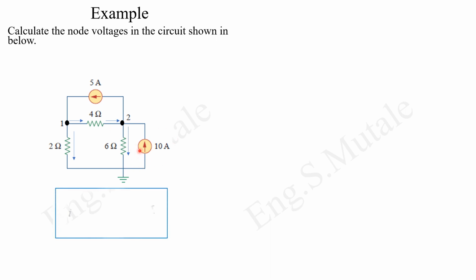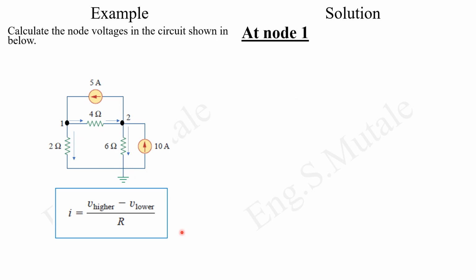With that said, and keeping in mind that current moves from a higher potential to a lower potential, which is this one, we'll be using this as a governing equation for us to analyze our circuit. So we'll start our analysis at node 1.